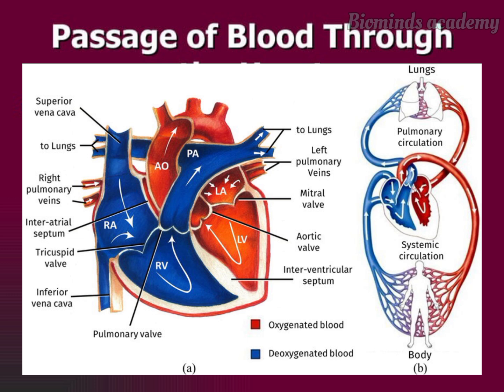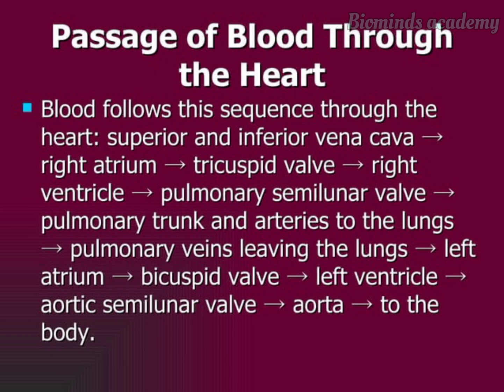The largest artery in the body is the aorta. The aorta distributes the oxygen-rich blood to the rest of the body. So this sequence ensures that deoxygenated blood is sent to the lungs for oxygenation, and then that oxygenated blood is distributed throughout the body to supply the tissues with oxygen and nutrients.